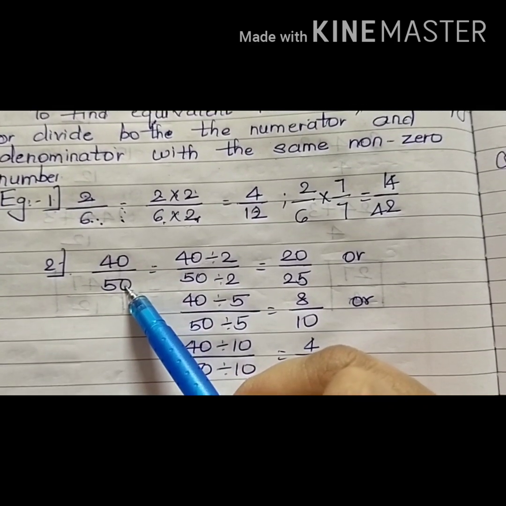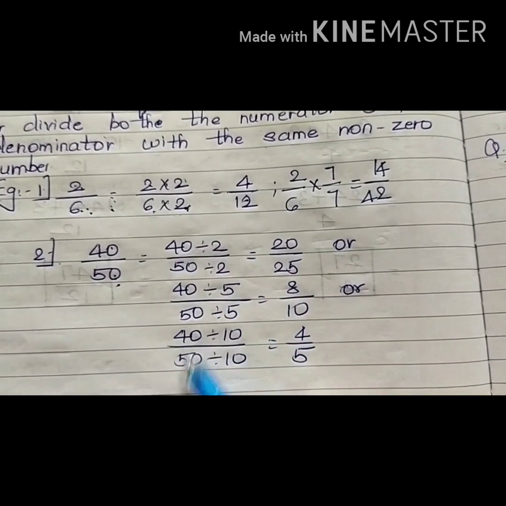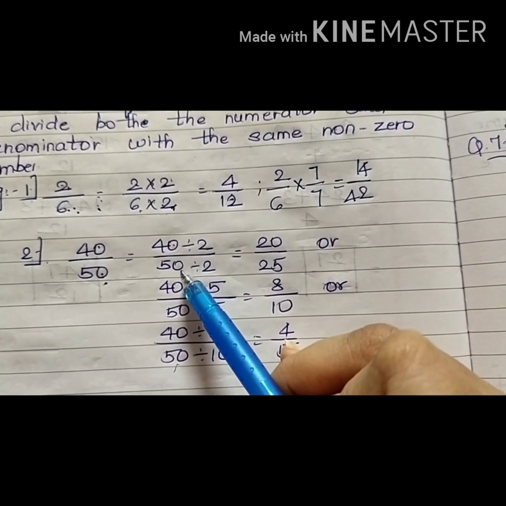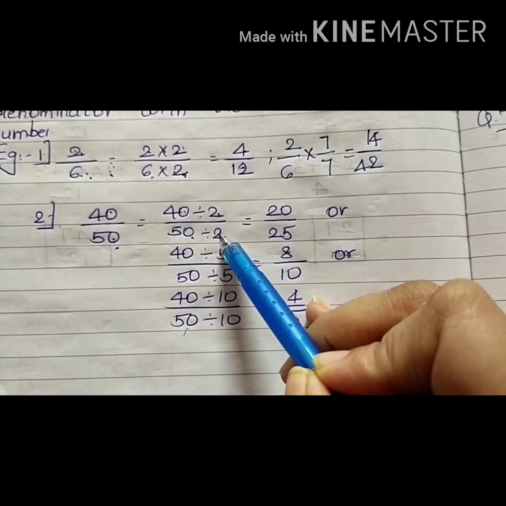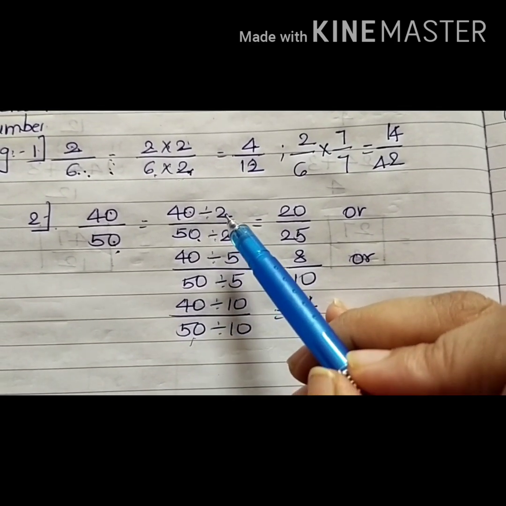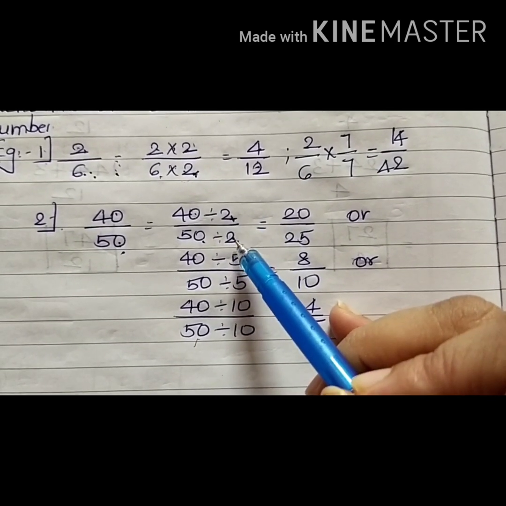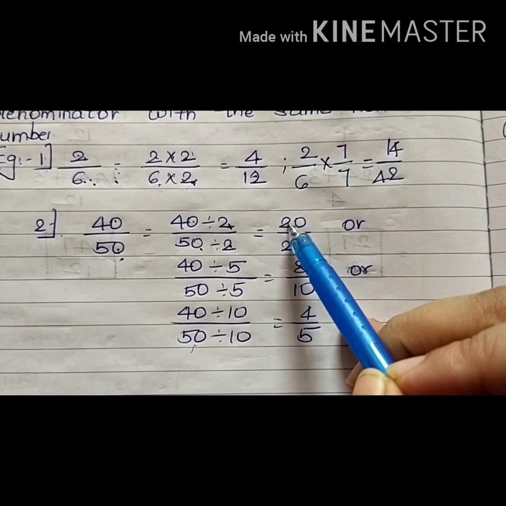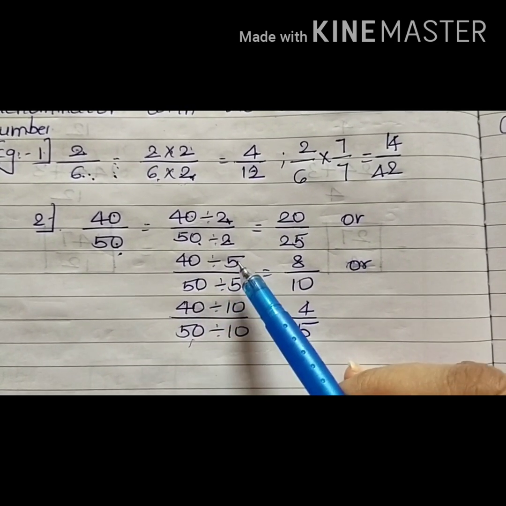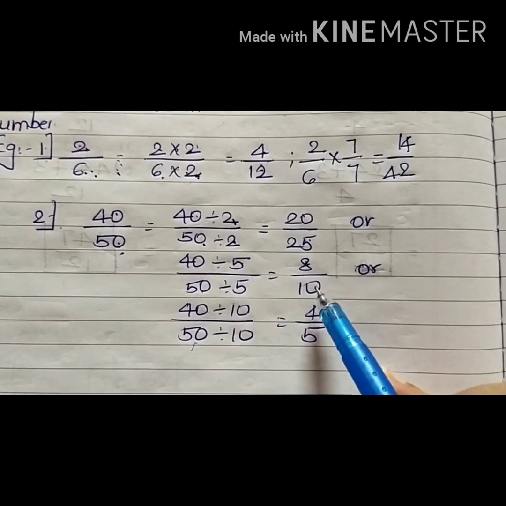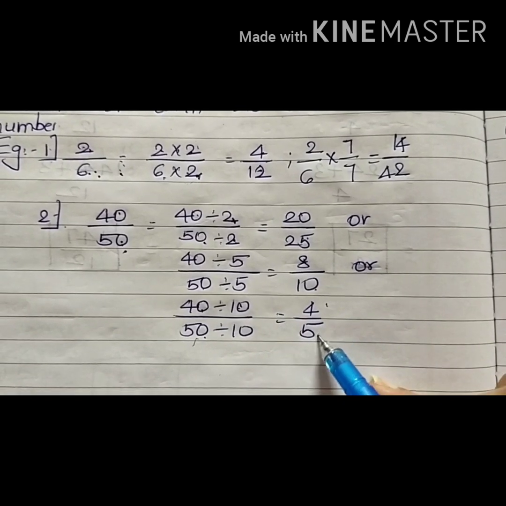I have taken example number 2, 40 upon 50. Now children, as you all can see, 40 upon 50, I have divided it by 2. Here I have done division. Same way, even in the division, when you are thinking of some number to divide, you have to do it by both the numerator and denominator. So when I divide by 2, I get the answer as 20 upon 25. I have also divided 40 upon 50 by 5. I get the answer as 8 upon 10. I have also divided 40 upon 50 by 10. I got the answer as 4 upon 5.